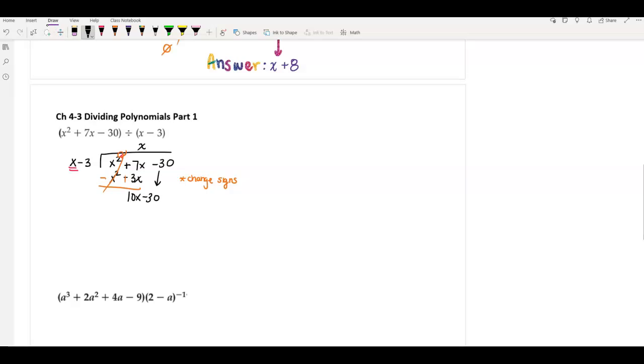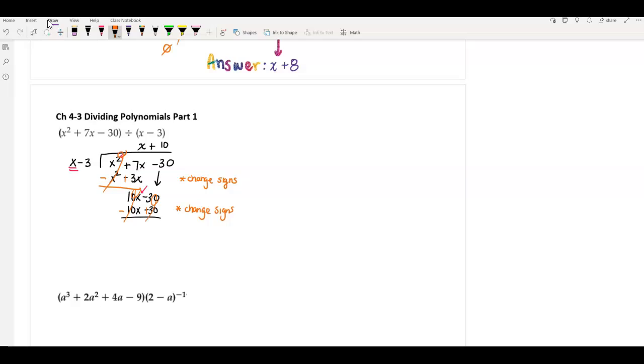All right, once again, what do I need to multiply this x by right here in front to get 10x? Well, the answer is 10. So now I multiply the 10 by x, I get 10x. And then the 10 times negative 3, negative 30. Hopefully at this point you know that we need to, once again, change signs. Positives become negative, negatives become positives.